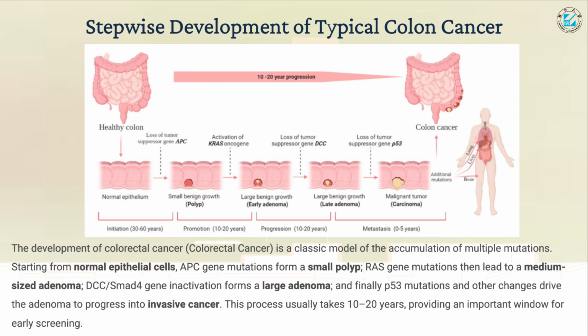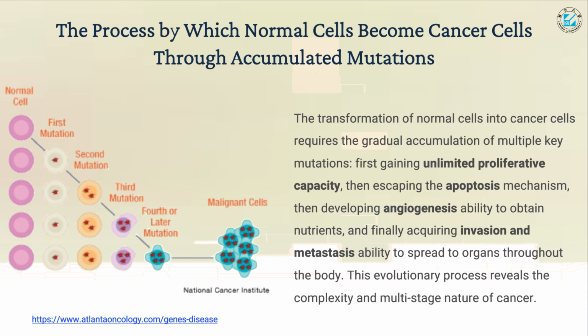This slide summarizes the major biological changes that occur as normal cells become cancer cells. First, cells acquire unlimited proliferative capacity. They divide more than they should. Second, they escape apoptosis. Normally, damaged cells undergo programmed cell death, but cancer cells often avoid this mechanism. Third, tumors develop angiogenesis, which means they stimulate new blood vessel formation. Blood vessels provide oxygen and nutrients to support tumor growth.